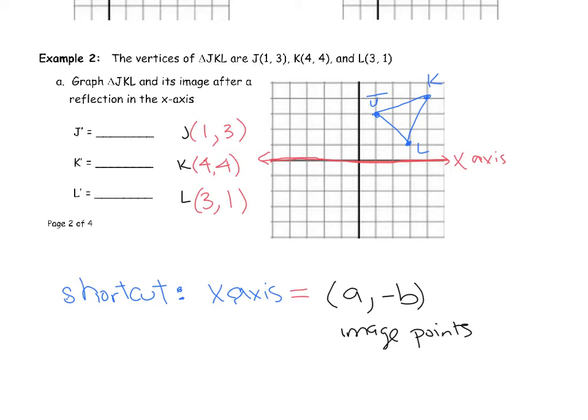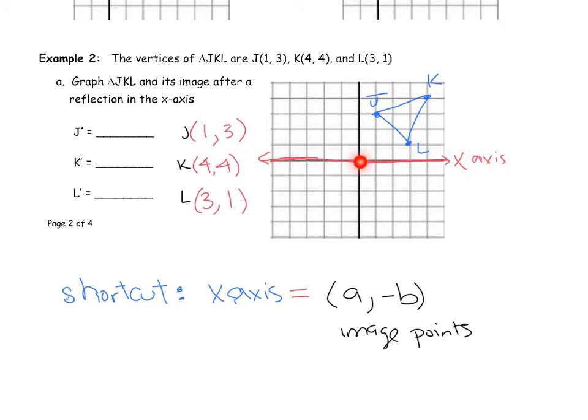All right, so for the next example, we have the vertices of triangle JKL, which are (1, 3), (4, 4), and (3, 1). So notice I've already have it labeled, which you need to go ahead and plot and label. We're going to graph it, and then we're going to create its image. So remember, this is the pre-image, it's the original one. And we're going to create its image after reflecting it over the x-axis.